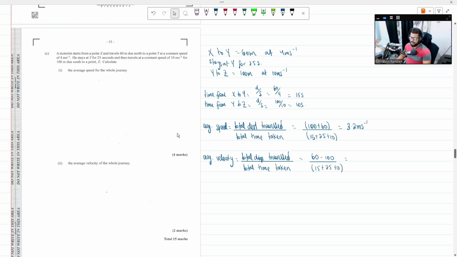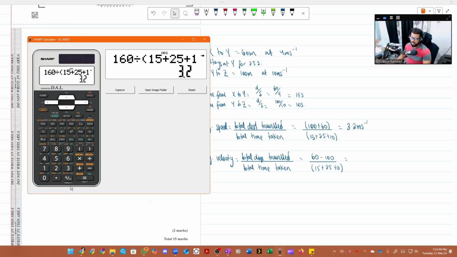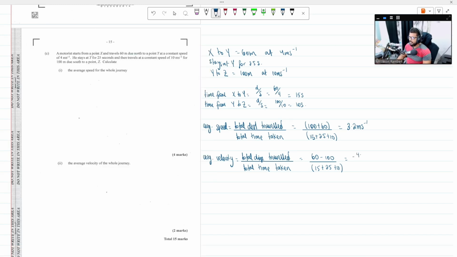60 minus 100 is negative 40. I will just put 40, I will put the minus sign afterwards. 40 divided by 15 plus 25 plus 10. I get 0.8, which is 4/5. So I had to put the minus sign. Minus 4/5 meters per second. That's going to be his average velocity for the whole journey.